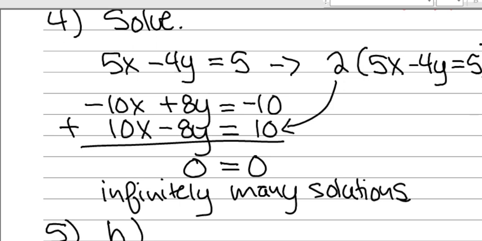Okay, for 4, I'm solving another system. I'm solving 5x minus 4y equals 5 and negative 10x plus 8y equals negative 10. Now, for this one, I'm going to use the addition method. And I'm going to multiply the top equation by 2.